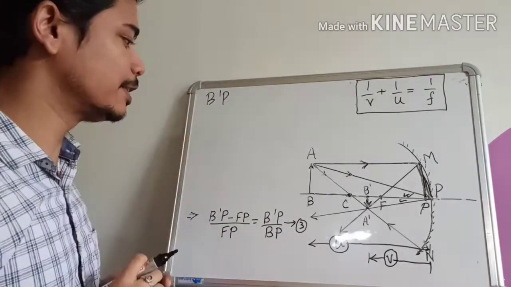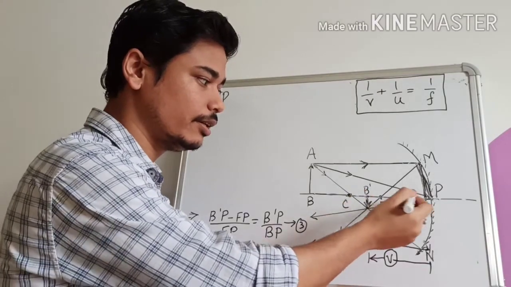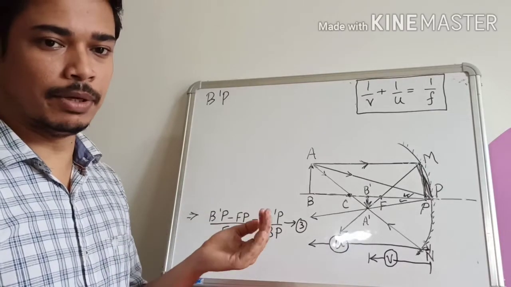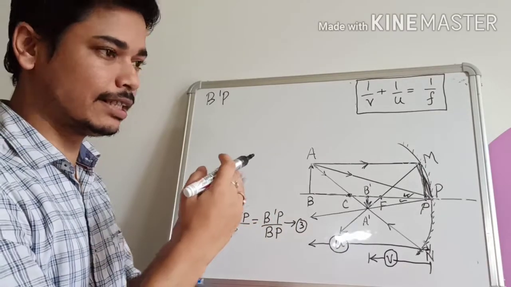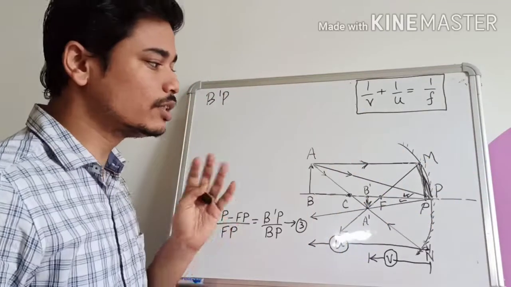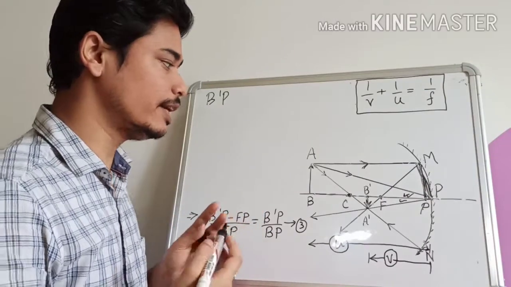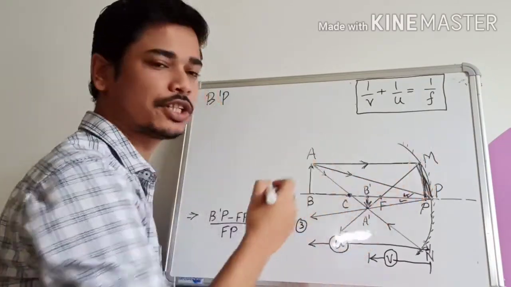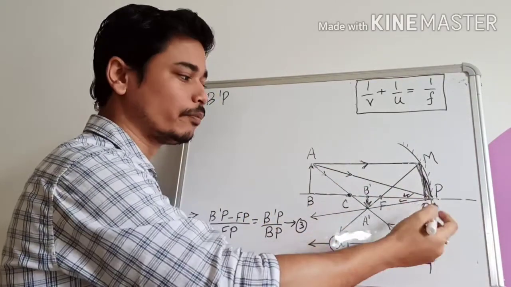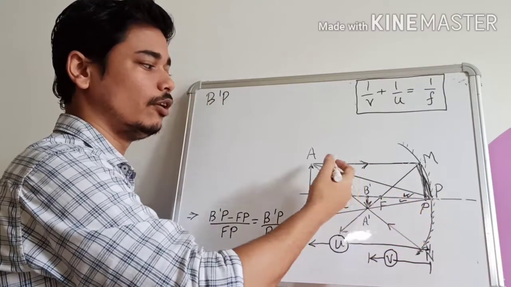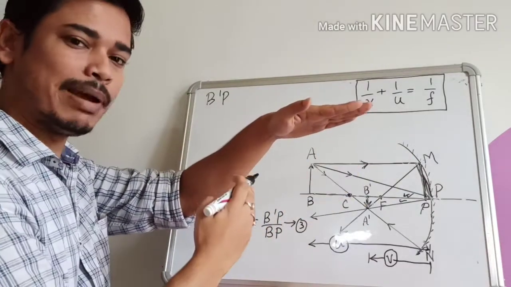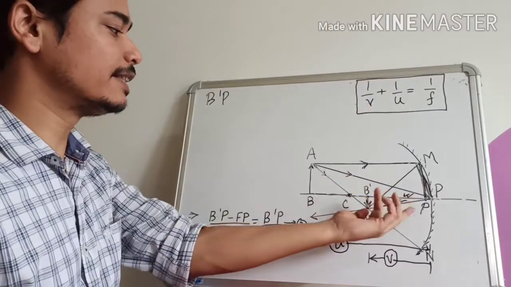Now what is b dash p? B dash p is from here to here, this distance. Now see, according to the sign convention, all the distances are measured from the pole of the mirror. If the distances are measured from the pole towards the right hand side, that is in the direction of the incident light, then those distances will be considered positive. Now in this case, the incident ray is moving in this direction, and if I am measuring the distance of the image, then we'll have to move backwards from the pole. So we are moving in the opposite direction of the incident ray, and this distance will become negative.